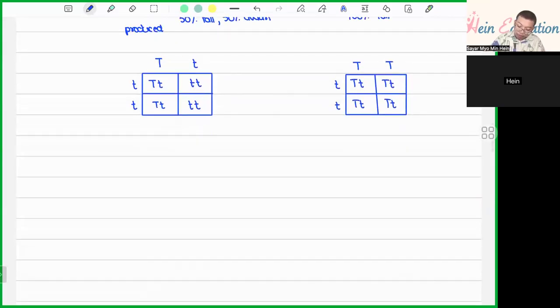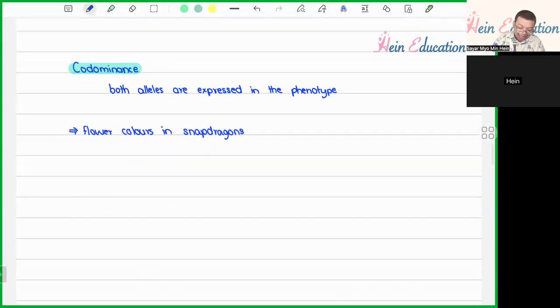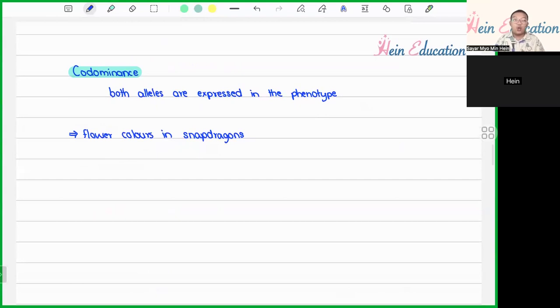So moving on to the next concept, which is about codominance. Codominance is when both alleles are expressed in the phenotype. So this would be another concept from the previous concept that we were doing. Codominance is when both alleles are expressed in the phenotype.